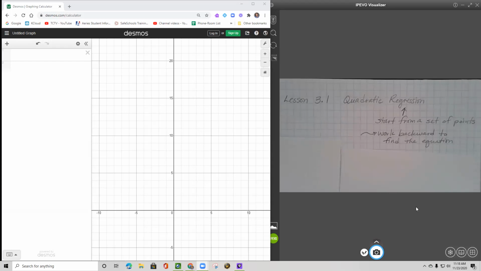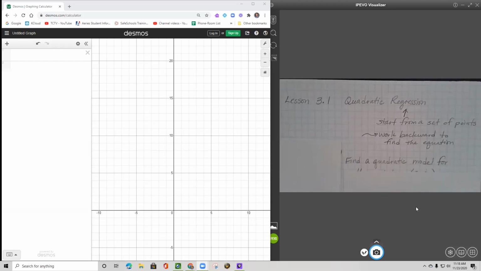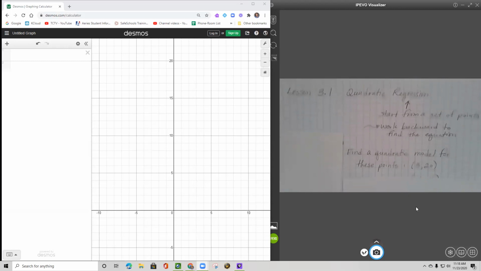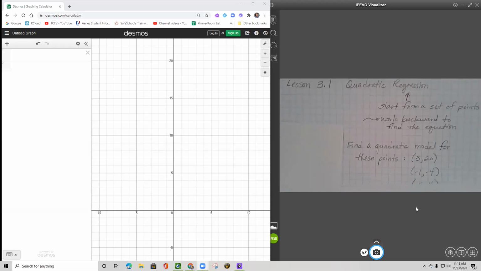In our quadratics unit, Unit 3, it's called regression because we start from a set of points and work backwards to find your equation. So for our first example, we're going to use these 3 points. You have to have at least 3 points to model a curve, and find an appropriate quadratic equation that models that.